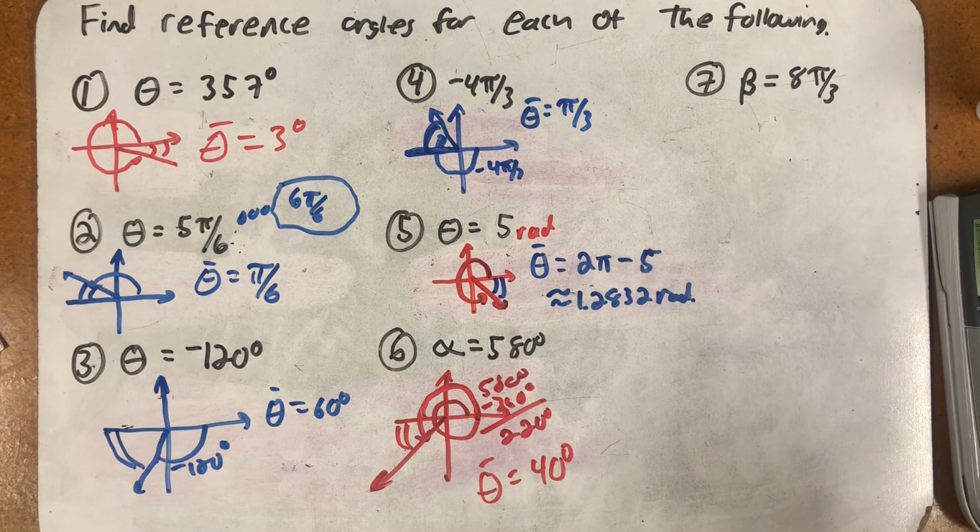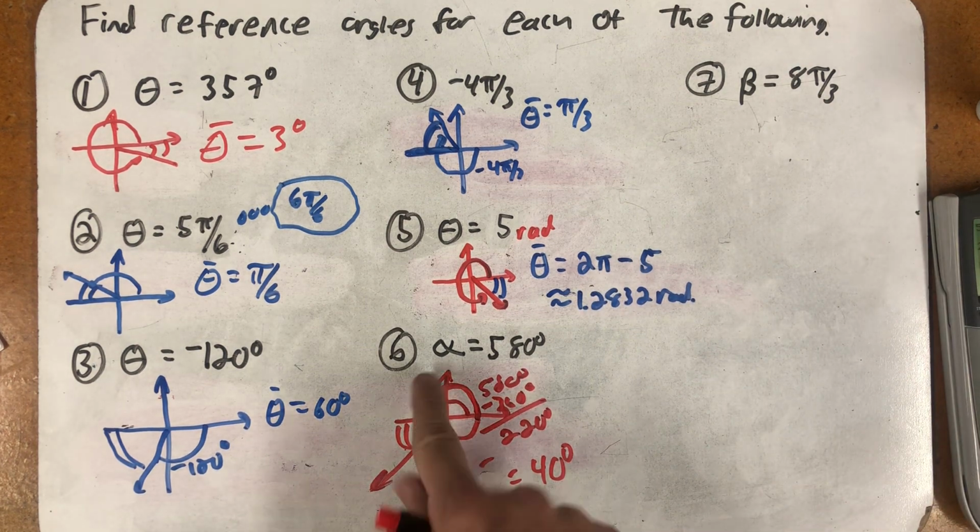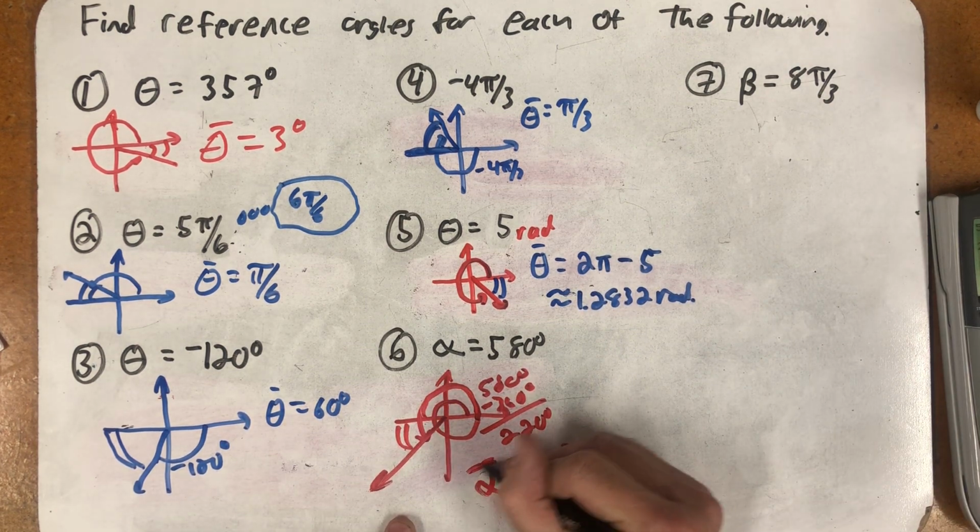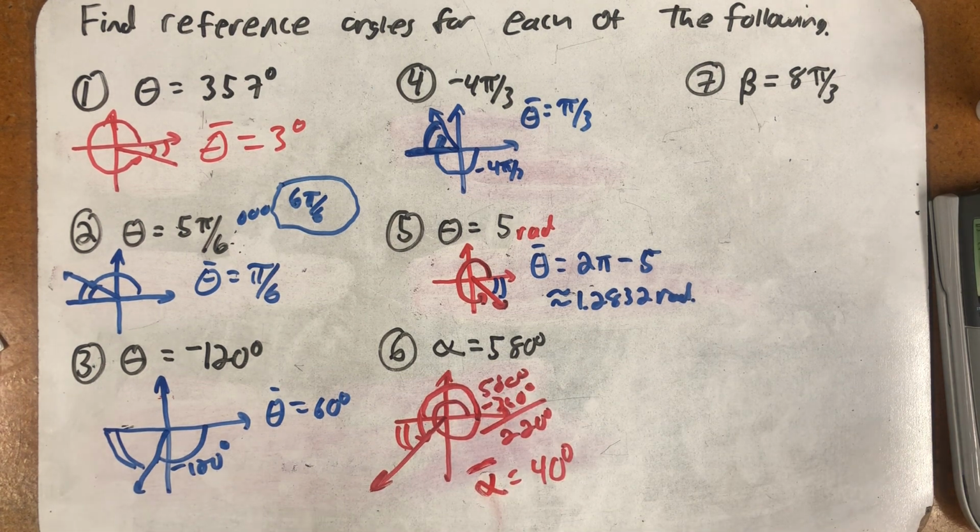All right. Oh, and that's not a theta bar. My angle was alpha, so this is an alpha bar. It's a reference angle for alpha. All right, one more to worry about.